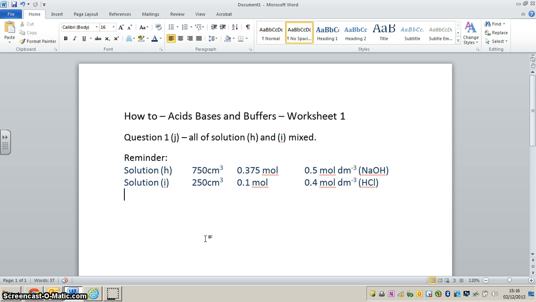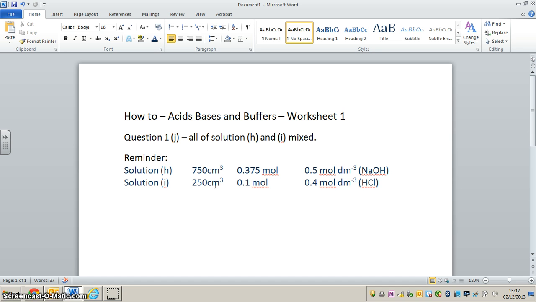And I put them like this for a very good reason. So you can see solution H, we had 750 centimetres cubed, and we worked out how many moles of sodium hydroxide were in there, and it was 0.375 moles, which equated to 0.5 mole per decimetre cubed. Solution I was 250 centimetres cubed with 0.1 mole of hydrochloric acid in it, which equates to 0.4 mole per decimetre cubed.